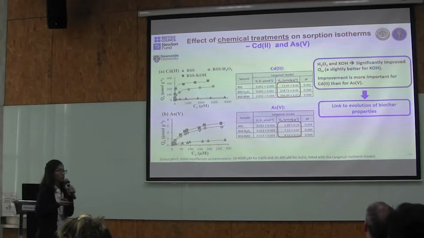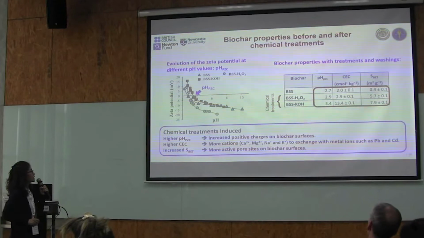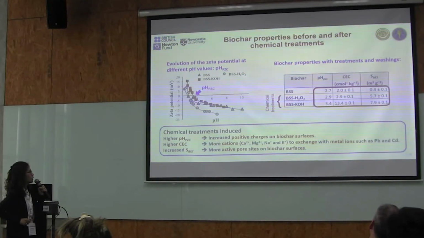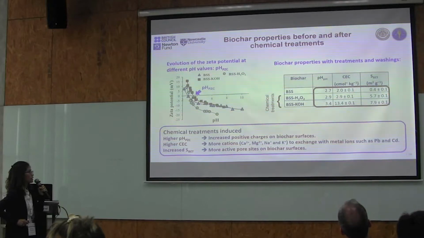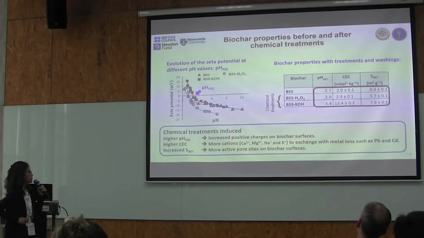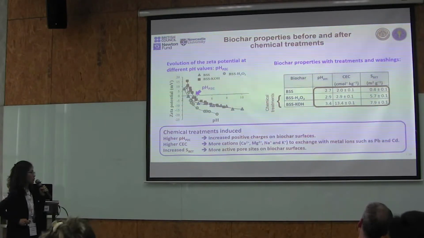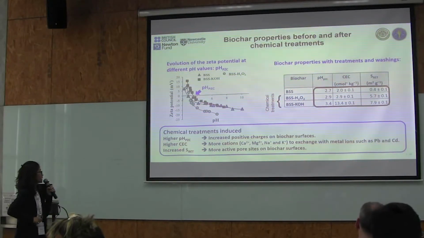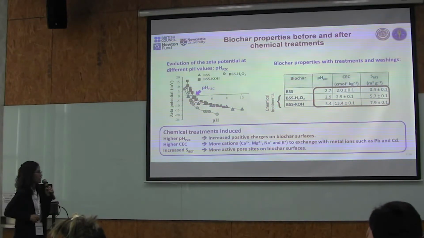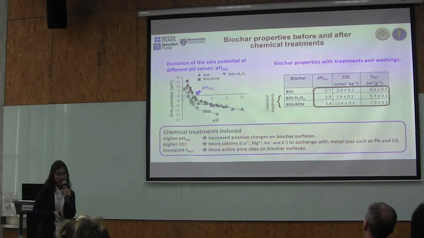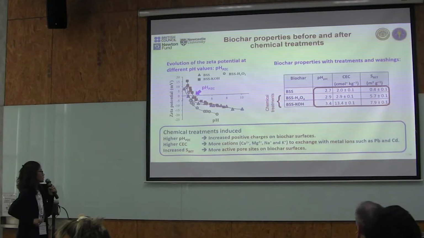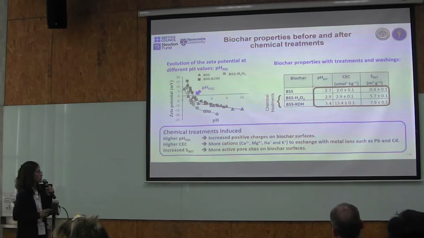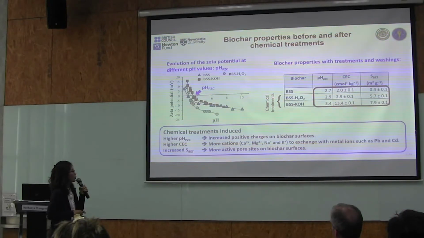And we try to link to the evolution of the biochar properties. We found that the chemical treatment helped to increase the pH of biochar, cation exchange capacity, and specific surface area. For the higher pH of biochar, it increased the positively charged biochar surface, so it can attract more absorption for the arsenic, a negatively charged metal. For higher cation exchange capacity, it means that it can absorb more positively charged metals. Also more surface area means there are more active sites on the surface of biochar that can be available for the absorption of the metal.